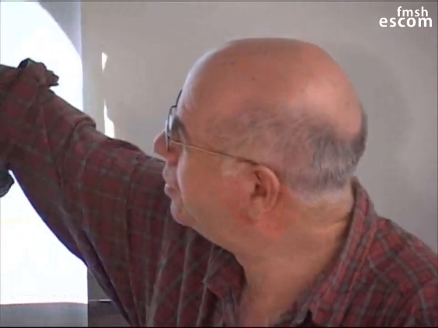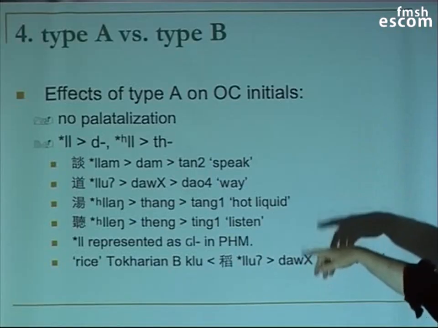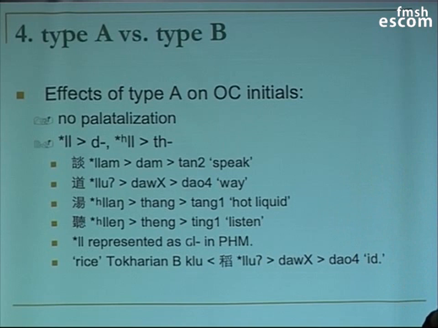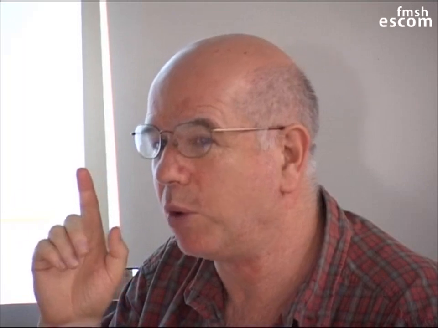Okay, so this kind of evidence here is suggestive that what type A consisted of was pharyngealization. At least it's really consistent with that. And Bill will tell you this afternoon about what type A does to vowels. It also seems that it keeps vowels down and back, as if there's some pull on the tongue.